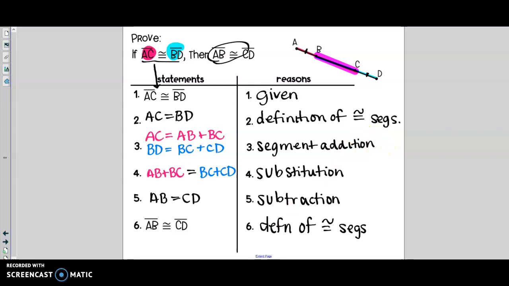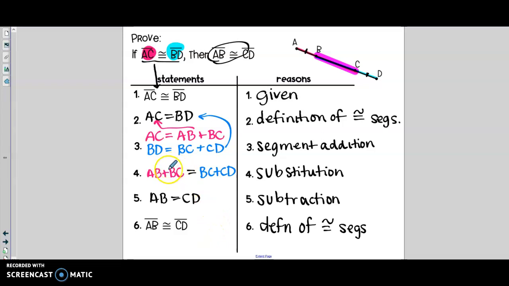And then I noticed that this AC here is the same as that AC there, and the BD is the same as the BD there. So I did some substitution where I combined steps 2 and 3. I took out the AC and replaced it with AB plus BC. And on the other side of the equal sign, I took out BD and replaced it with the sum BC plus CD. So, some fancy substitution there.